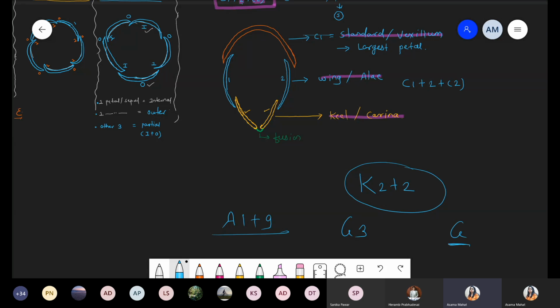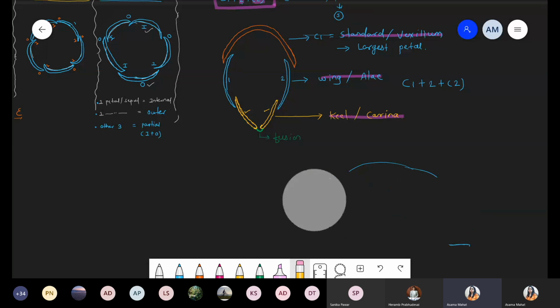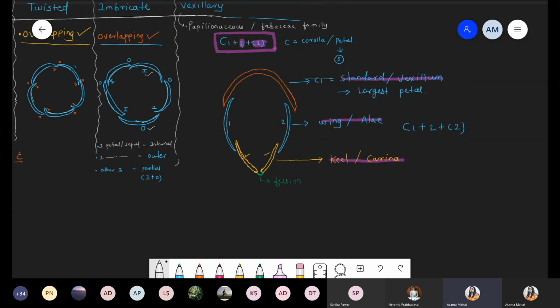If it is like this, below the bar and above the bar, then on the basis of that it is superior or inferior. Just wait, we'll discuss that part. In this condition, we have to represent the corolla, and the corolla will show 1 plus 2 plus 2, but the last 2 inside the bracket. Such type of estivation is called vexillary. That's why we write C 1 plus 2 plus 2, but the last 2 in bracket. Got it? Okay, very good.